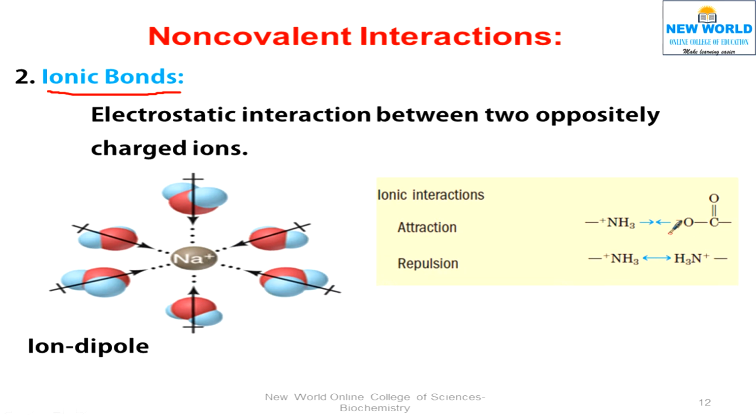Also charged groups, like protonated amine, which is positive, and carboxylate, deprotonated and negatively charged. These two groups will attract. This is an ionic bond. Electrostatic interaction between two oppositely charged ions is called an ionic bond.